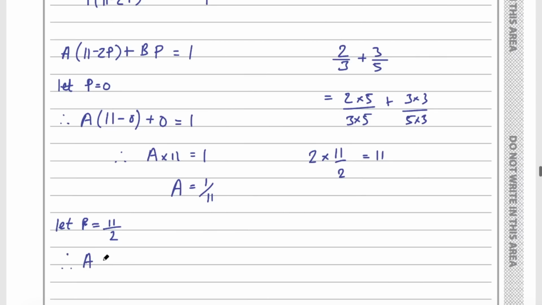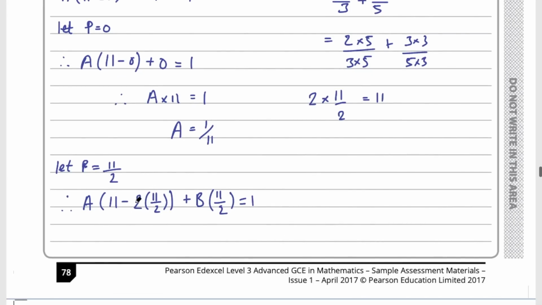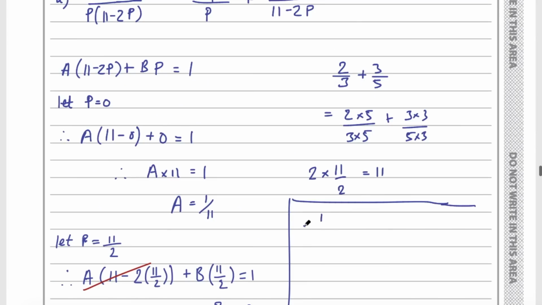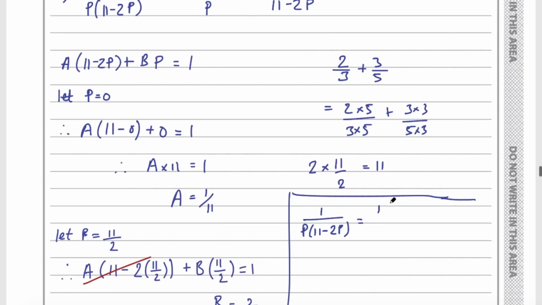So therefore a multiplied by 11 minus 2 times 11 on 2, plus b times 11 on 2, equals 1. Now the whole point of this was to get rid of this part, so 2 times 11 on 2, that's 11. 11 minus 11 is 0, so this bit cancels out, and then we're just left with b multiplied by 11 on 2 equals 1, so therefore b equals 2 on 11. Alright, so we found our a and our b, our numerators, so therefore we can say that that expression will look like this. So 1 over p multiplied by 11 minus 2p will equal 1 on 11 divided by p plus 2 on 11 divided by 11 minus 2p.